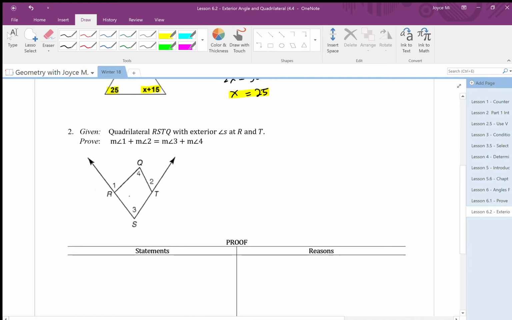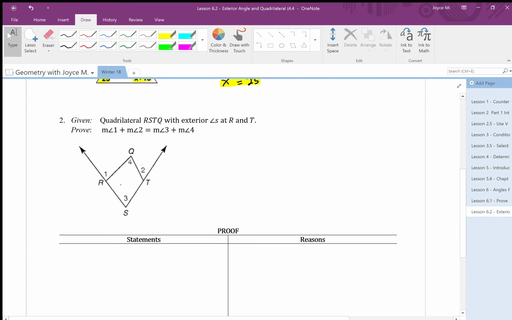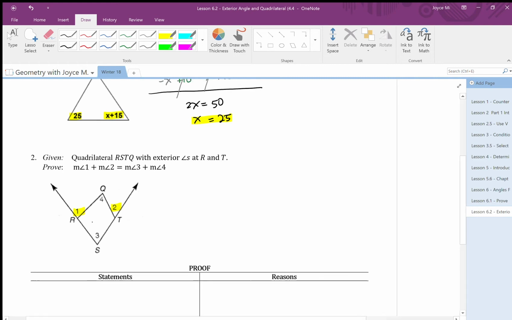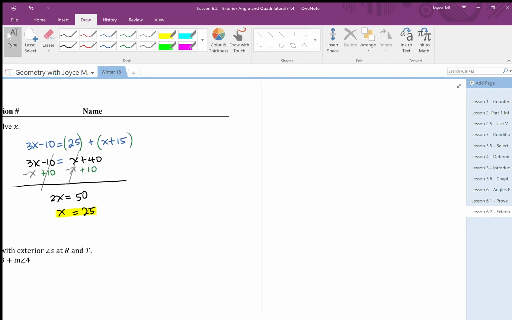Question 2 is a proof question. I asked you to prove that the measure of angle 1 plus angle 2 is equal to the sum of the measure of angle 3 plus the measure of angle 4. I see several approaches students take in class. I'm going to do one of the approaches where I see a lot of students make mistakes. One mistake I see is the justification for supplementary angles, so let's make a note on the right-hand side before we do the proof. Note this mistake that I see pretty commonly.